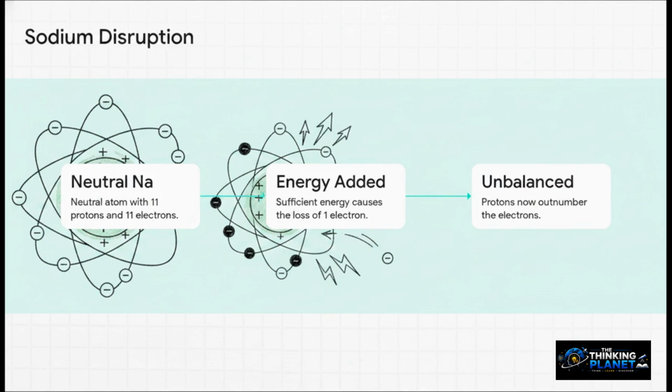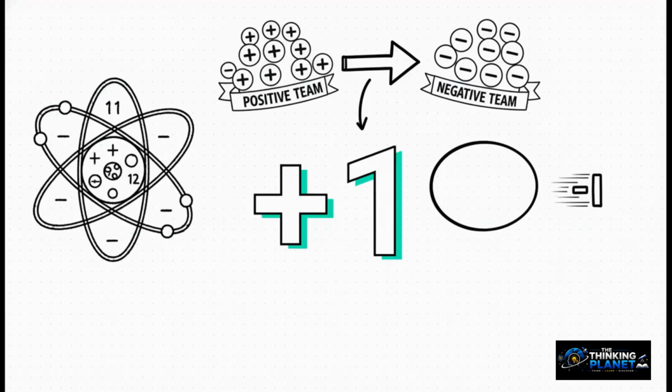So moving to step 3, that perfect balance is completely shattered. The positive protons suddenly outnumber the negative electrons. Let's run the new numbers. We still have positive 11 from our protons, but because we lost an electron, we only have negative 10 from our electron team. Positive 11 combined with negative 10 leaves us with a final score of positive 1. The sodium atom is no longer neutral. It's now a charged particle with a net charge of +1. The positive team has officially taken the lead.